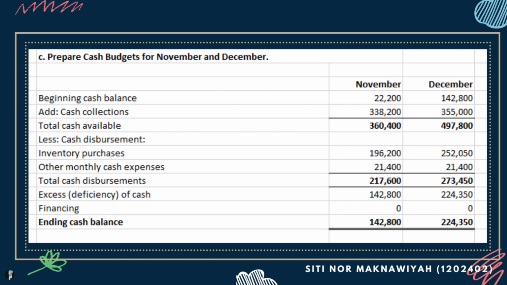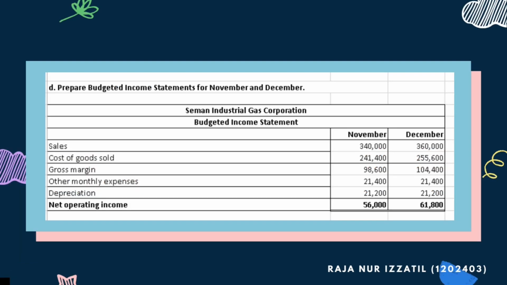And then we minus with total cash available, then we can get the amount for excess deficiency of cash, and then minus with financing amount, which is reported as 0, and then we can get the last amount for December, which is ending cash balance for December is 224,350 ringgit. Next, for the question D, prepare budgeted income statements for November and December.